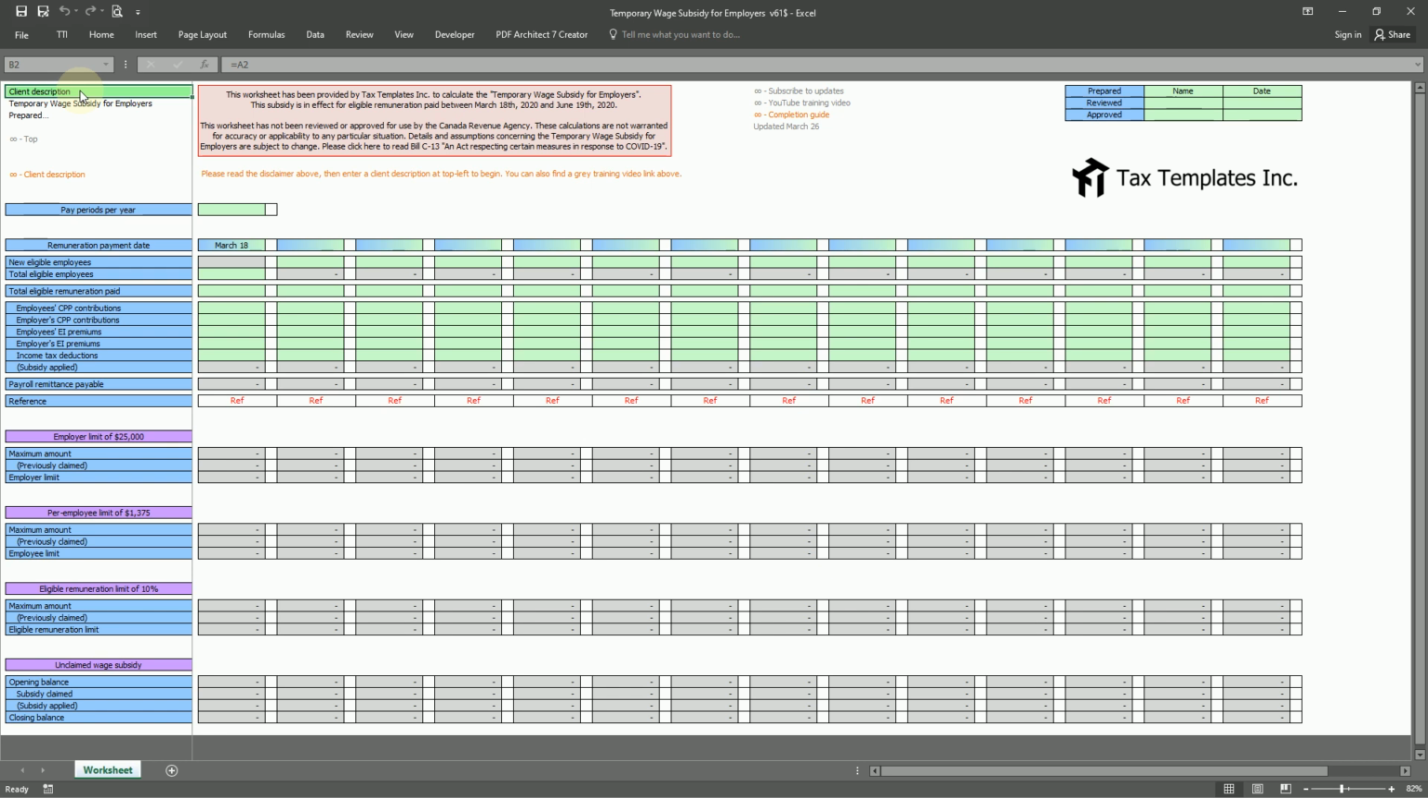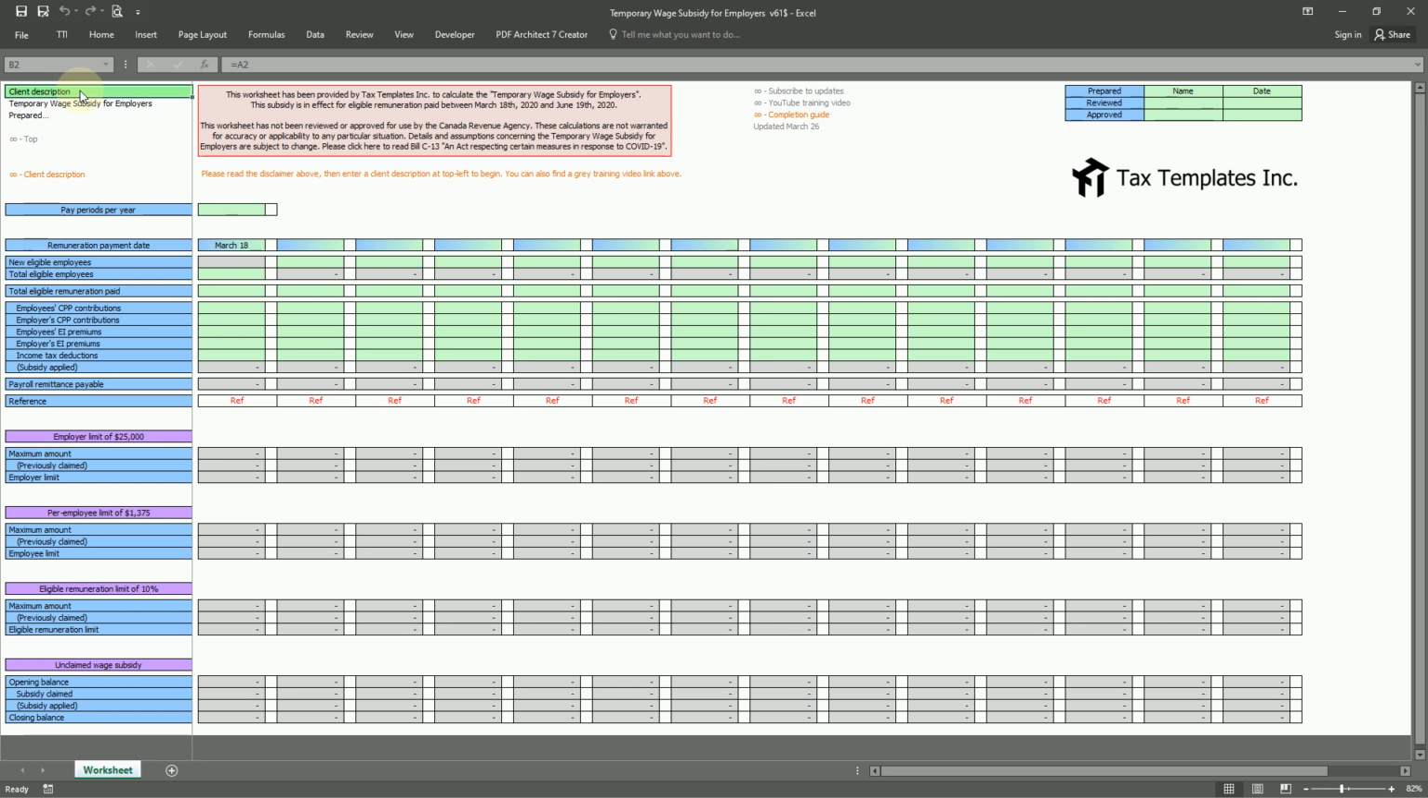On March 25th, the Canadian federal government tabled Bill C-13, an act respecting certain measures in response to COVID-19 to provide eligible employers with a temporary wage subsidy. The subsidy is accessed by reducing the remittances of income tax withheld by the eligible employer on eligible remuneration. Eligible remuneration is salary, wages, or other remuneration paid to an eligible employee during the eligible period, beginning on March 18th and ending on June 19th.